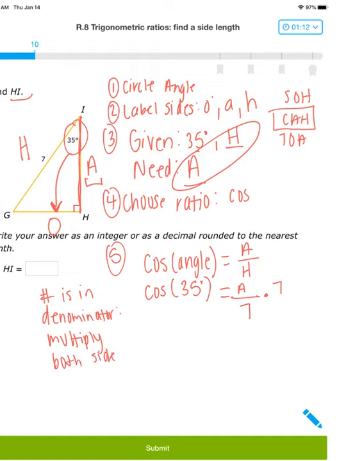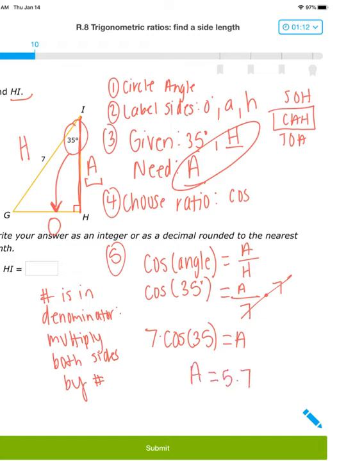Multiply both sides by the number. Okay, so if I do that, it crosses out. And over here, I have 7 times cosine 35 equals A. So I'm just going to go to my calculator and type it in exactly like that. So 7 times cosine 35. And I'm getting that adjacent equals 5.7.